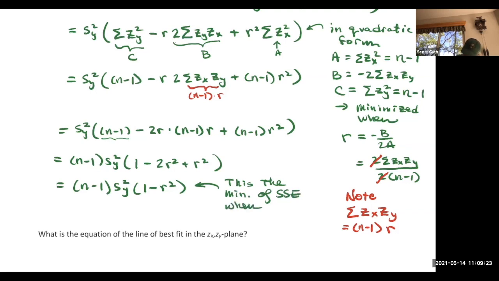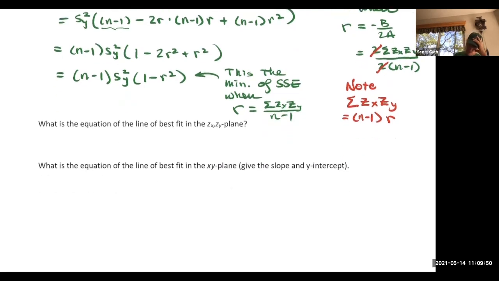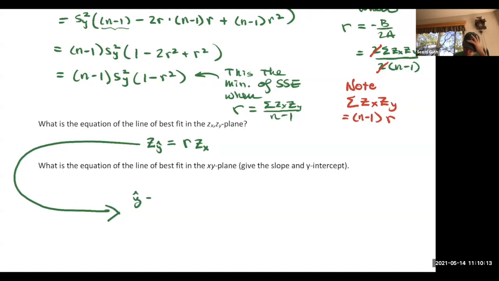Then it occurs when the slope r is the sum of ZX ZY over n minus 1. Yikes, so that's the formula for r, which is very closely related to the slope of the line of best fit. It is the slope in the ZX ZY plane, but I need to move it into the XY plane. So that's where we're going next. In the ZX ZY plane, we said z-score of y hat is r times z-score of x. But I need to put that into the XY plane. So the z-score of y hat is just y hat minus y bar over standard deviation of y equals r, and we have the formula for r up above, times z-score of x, which is just x minus x bar over standard deviation of x.